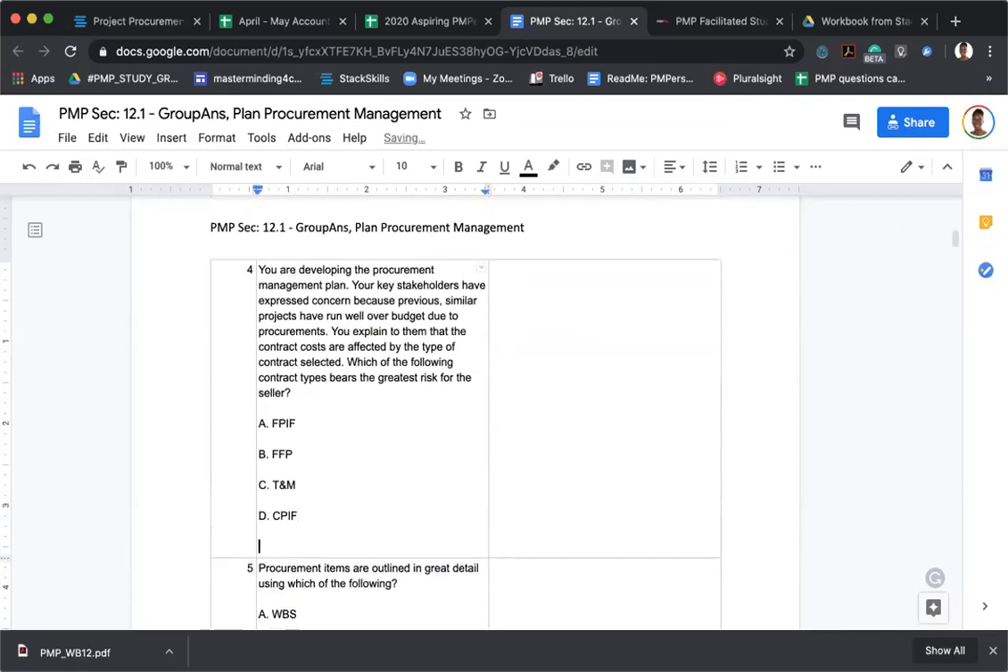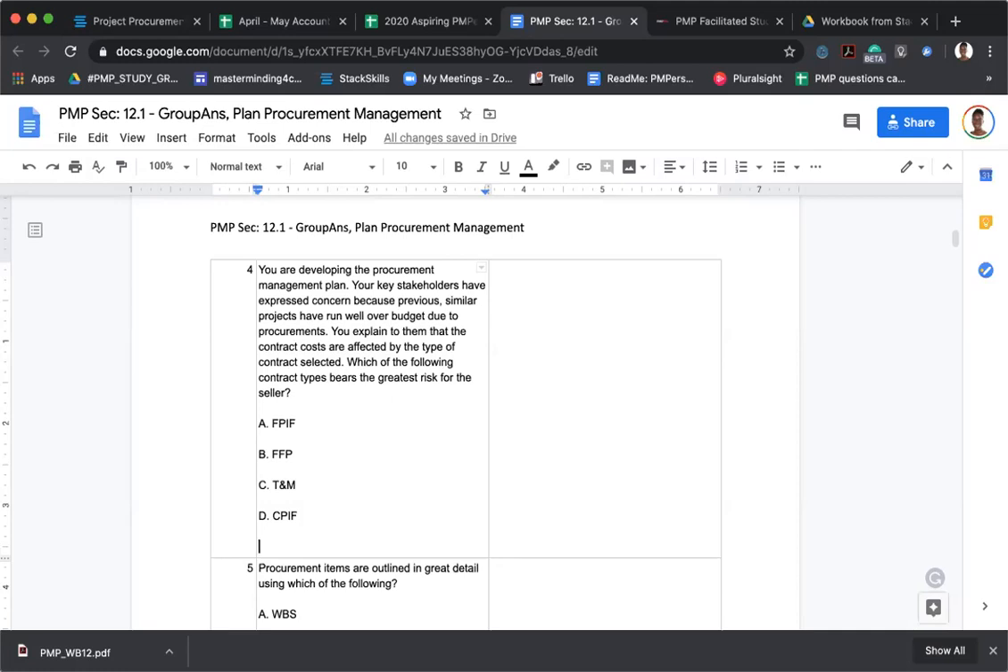My turn? Yep. You are developing the procurement management plan. Your key stakeholders have expressed concern because previous similar projects have run well over budget due to procurements. You explain to them that the contract costs are affected by the type of contract selected. Which of the following contract types bears the greatest risk for the seller? Okay, so for the seller, the highest risk. CPIF, T&M, FFP.